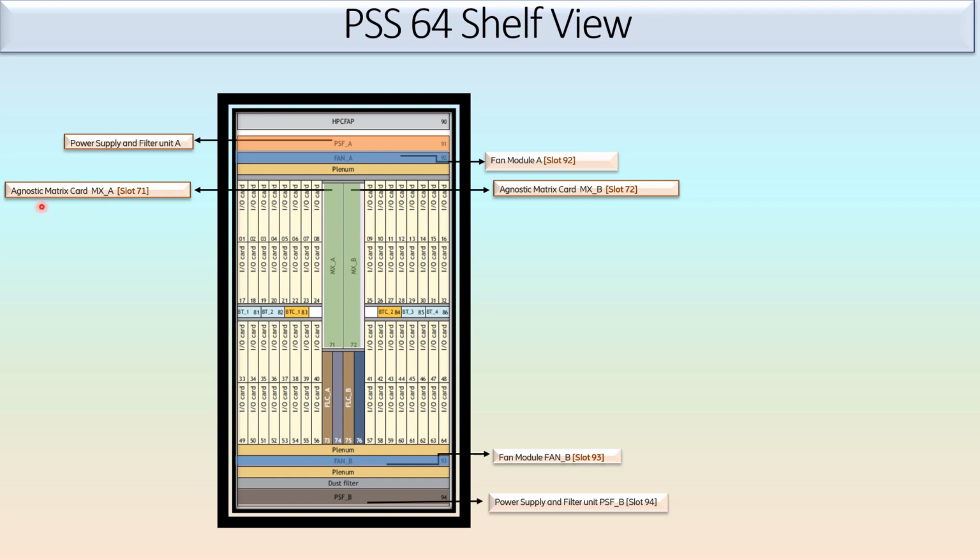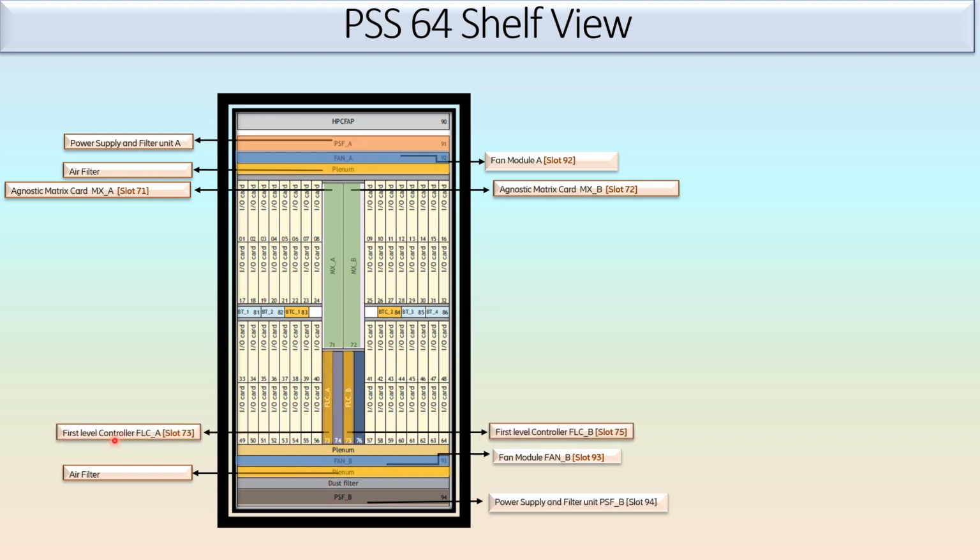This is the agnostic matrix card MX_1, slot 71 and slot 72. These two slots are fixed for the matrix card. This is the air filter, for the upper and for the lower half. Slot 73 and slot 75, these two slots are fixed for the first level controller. You can see here FLC A and FLC B. These two FLC first level controllers are in redundancy.